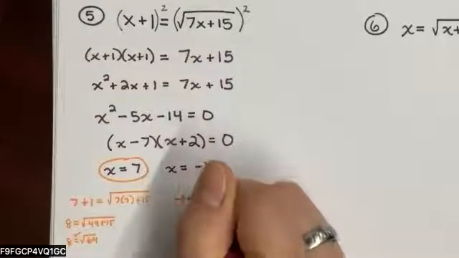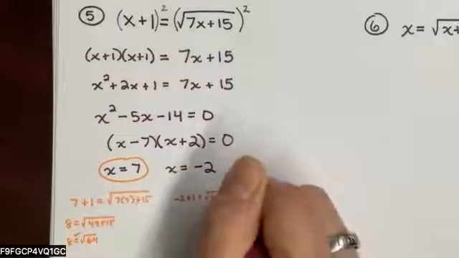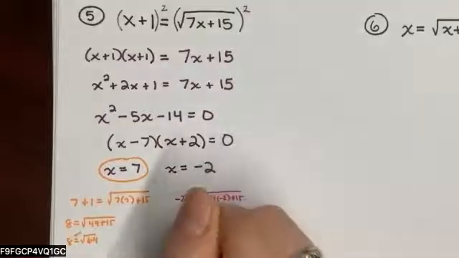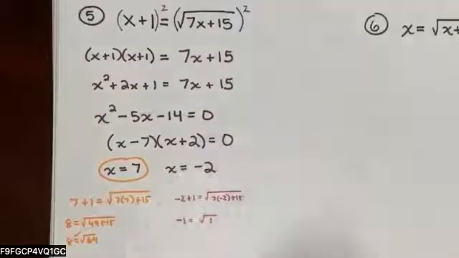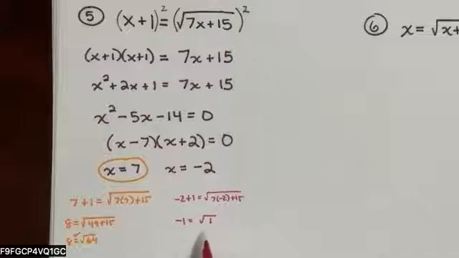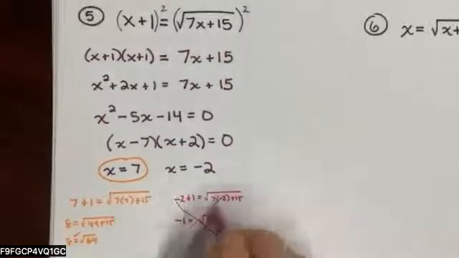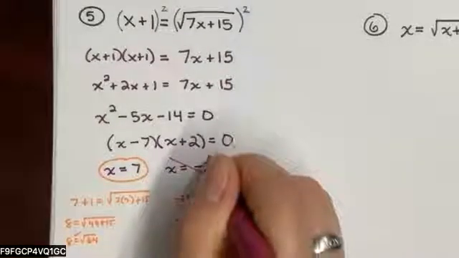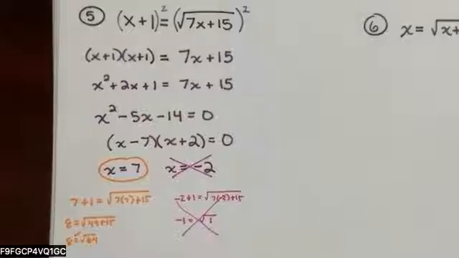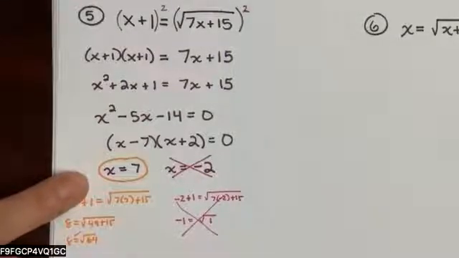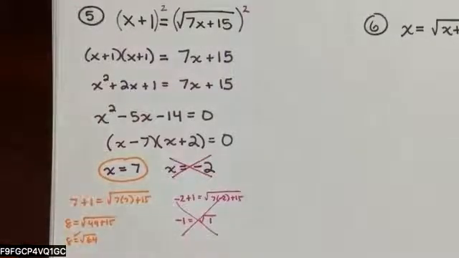Negative 2 plus 1 equals the square root of 7 times negative 2 plus 15. Negative 1 equals the square root of 1. Now remember, can I get a negative number coming out of a square root? If you put square root of 1 in a calculator, will it ever spit out negative 1? No, it will not. This is bad, which means this is extraneous. So this problem has one solution, x equals 7.